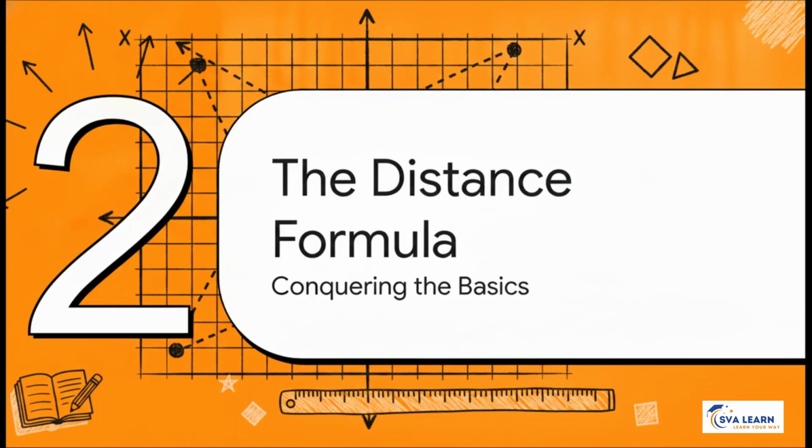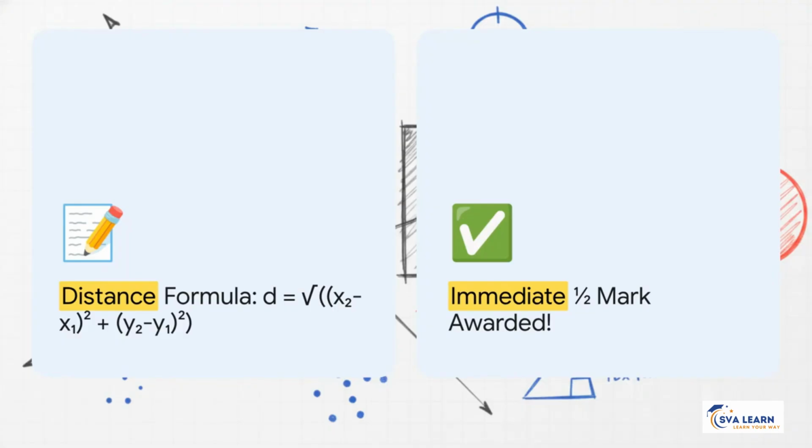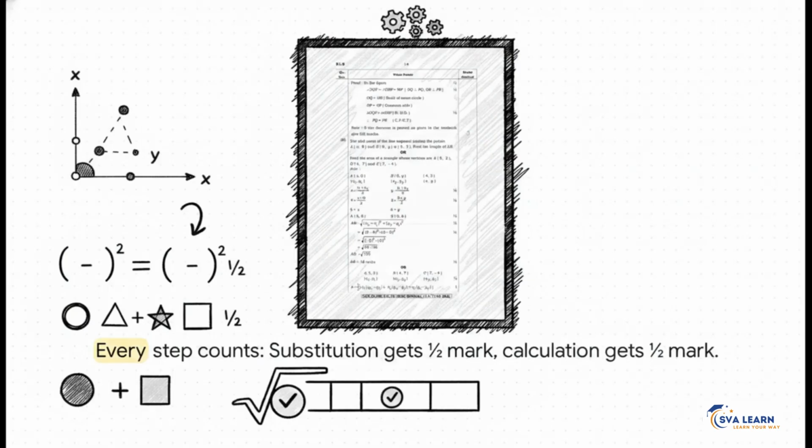Moving right along to Section 2, Conquering the Distance Formula. Now, this is where your written presentation starts to matter immensely. As an evaluator, I like to call this the formula to points pipeline. The absolute second I see the correct distance formula written clearly on your paper, my red pen is already awarding you your first half mark. Literally. Even if your arithmetic completely falls apart on the very next line, you've secured something. So rule number 1, never, ever skip writing the baseline formula. And hey, you don't have to just take my word for it.